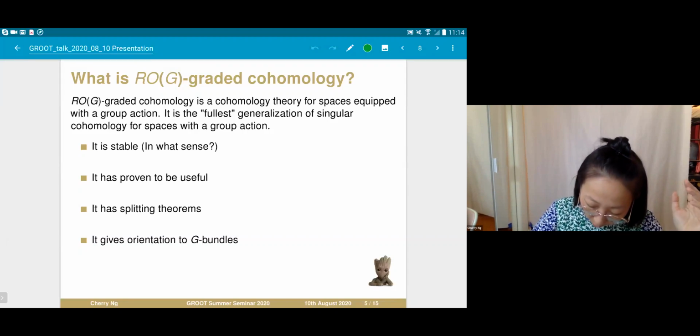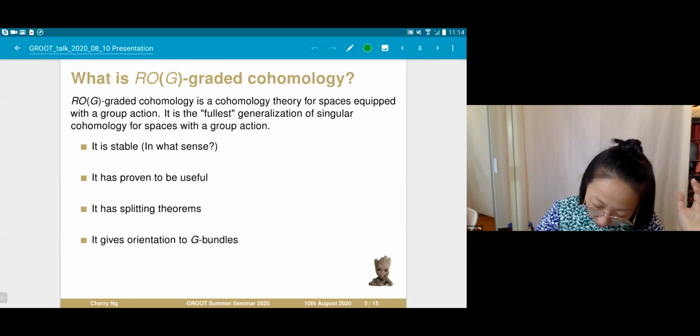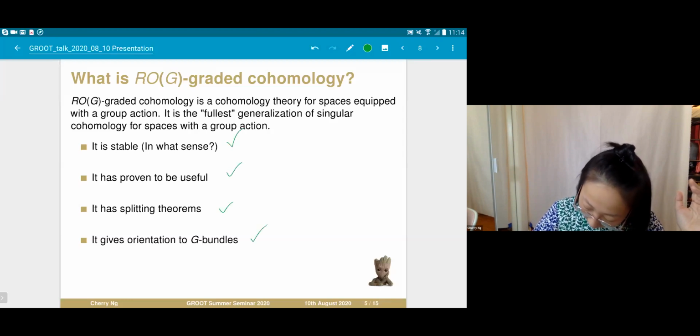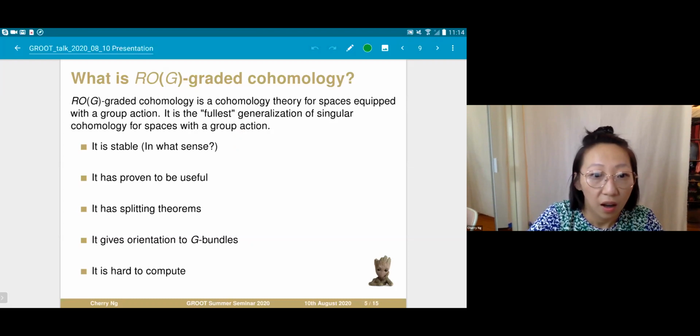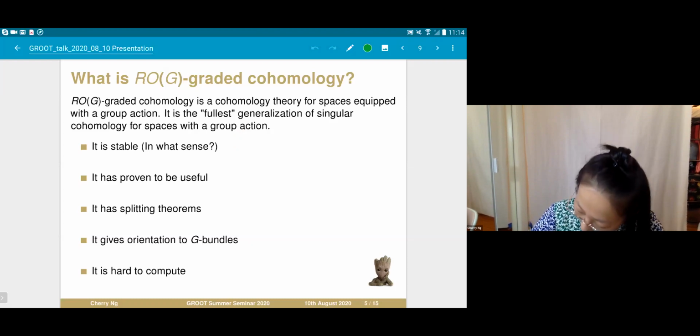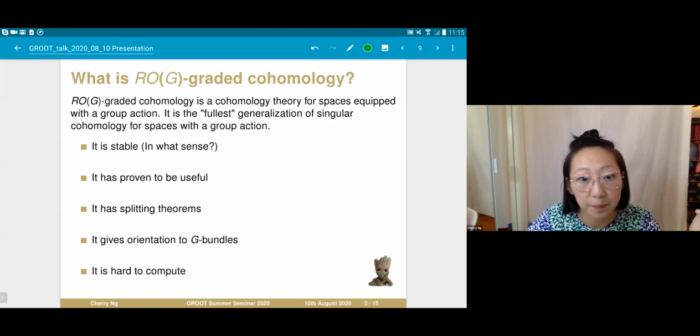so we talked about in what sense this cohomology theory is stable. We already talked about these. Awesome. And then one more bullet point, unfortunately, it's really hard to compute. And that is very sad. All right.